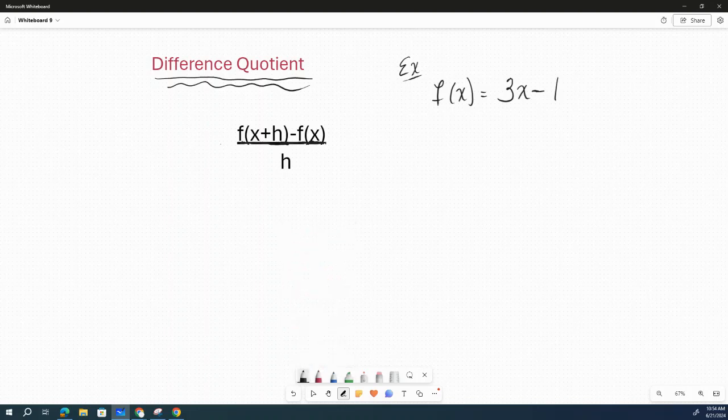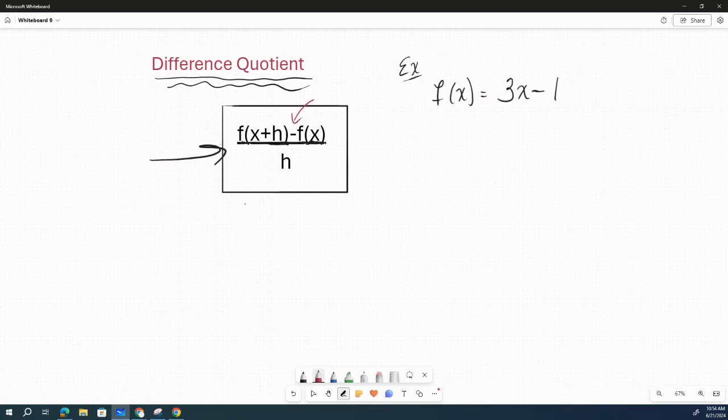Okay, so with all that being said, basically the difference quotient is this quotient. So when you see a difference, we always think of a minus, but what we're looking at here is f of x plus h minus f of x over h.